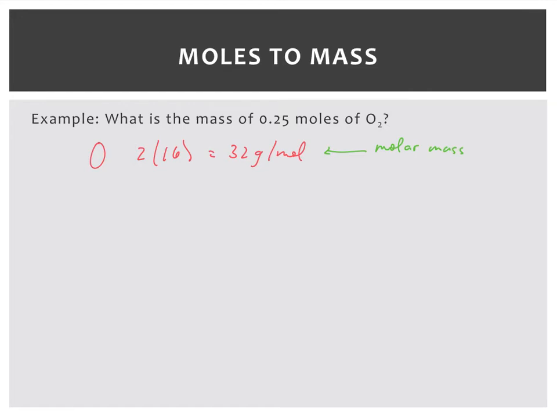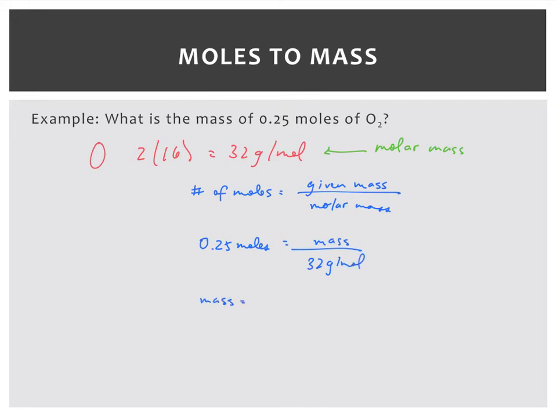Now we're going to use our formula. Number of moles equals given mass over molar mass. So here we're given 0.25 moles. We're solving for the mass, and our molar mass here is 32 grams per mole. So 0.25 times 32 will get us 8 grams. So that's where you should arrive at, 8 grams.